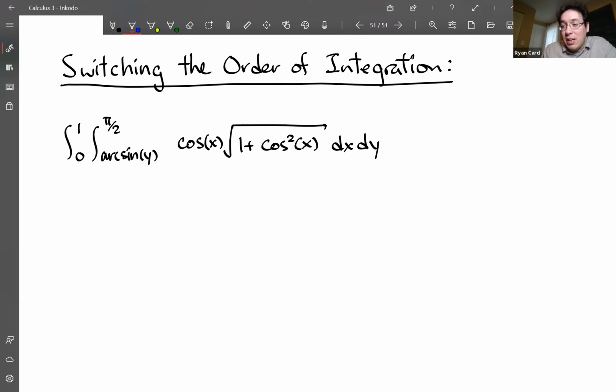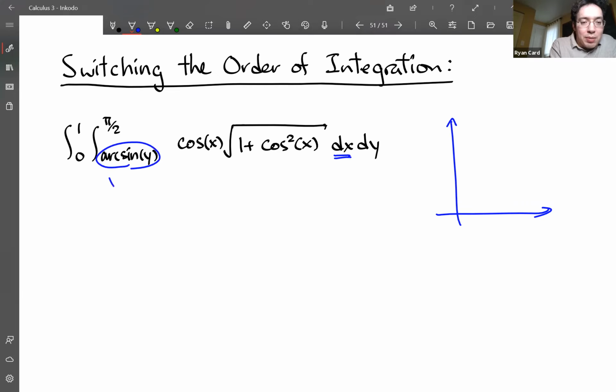So instead, what you could do is you can unwind, looking at the limits of integration. What region did it come from? Well, let's try to see if we can draw it. So let's see. We're integrating with respect to x first. So whatever comes at the bottom, x is equal to arc sine of y. This is the bottom curve. Sorry, x goes from left to right. So this is the left curve. And x equals pi over 2. This is the right curve.